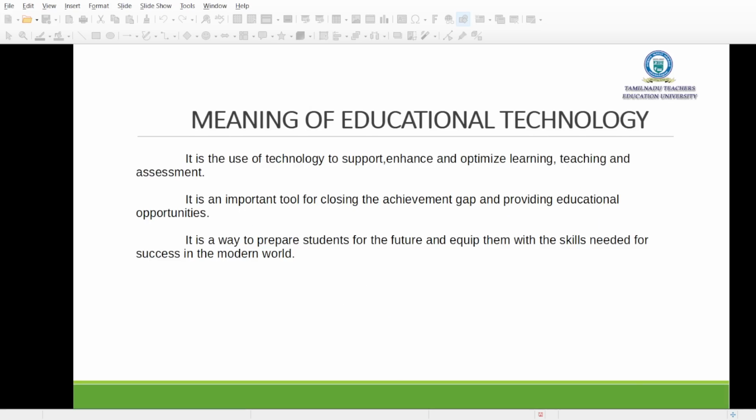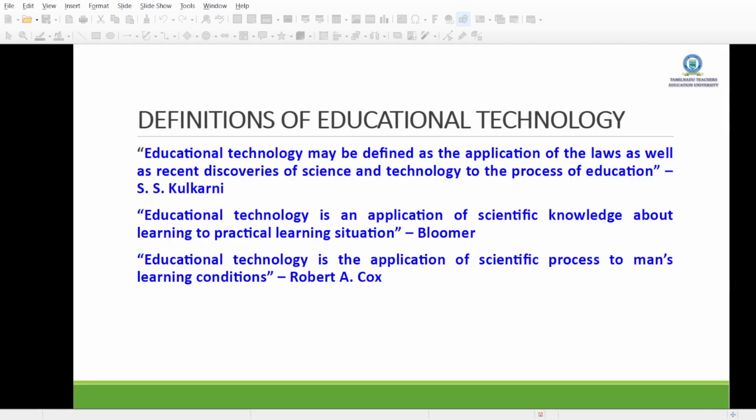Education technology is the use of technology to support, enhance and optimize learning, teaching and assessment. It is an important tool for closing the achievement gap and providing educational opportunities. And a third view is that it is a way to prepare students for the future and equip them with the skills needed for success in the modern world. Let us discuss some of the definitions of education technology.